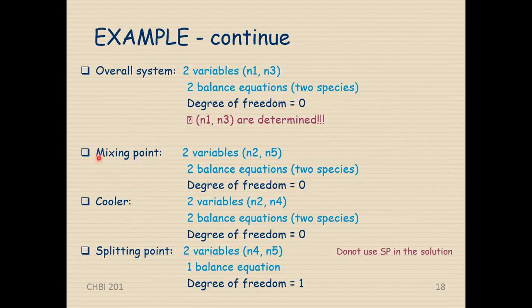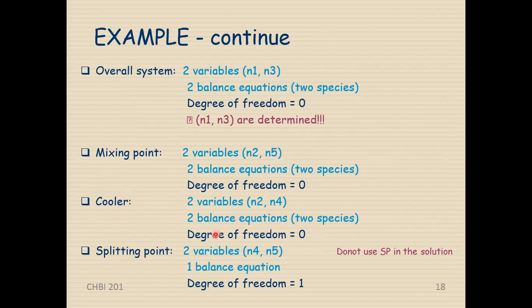Similarly, we may apply the degree of freedom analysis at the mixing point. There are also two variables, N2 and N5, and there are two balances, a dry air balance and a water balance. So the degree of freedom here is also 0. After that mixing point, there is a cooler, which is cooling the air. Here there are also two variables, N2 and N4, and you may apply two balances, dry air and water. So the degree of freedom here will also be 0.